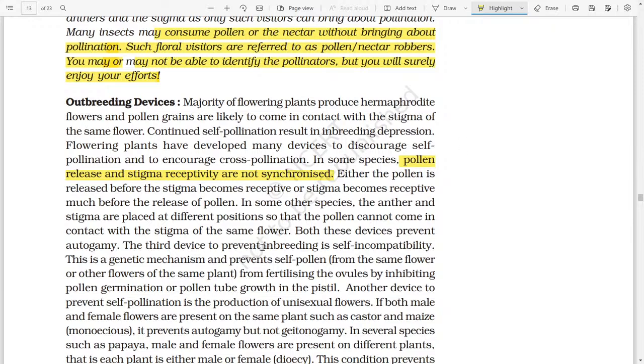The third device to prevent inbreeding is self-incompatibility. This is a genetic mechanism and prevents self-pollen, from the same flower or other flowers of the same plant, from fertilizing the ovule by inhibiting pollen germination or pollen tube growth in the pistil.